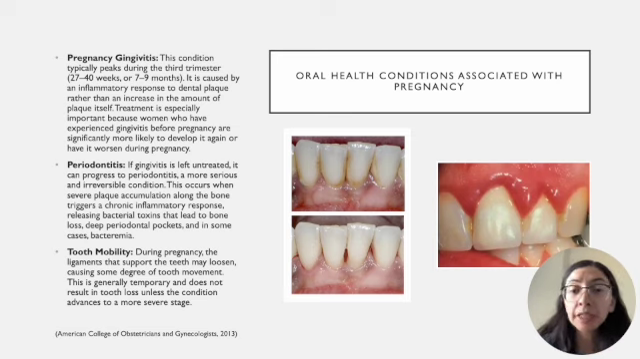Another one is periodontitis. If gingivitis is left untreated, it can progress to periodontitis, a more serious and irreversible condition. This occurs when severe plaque accumulation along the bone triggers a chronic inflammatory response, releasing bacteria and toxins that lead to bone loss, deep periodontal pockets, and in some cases, bacteremia.